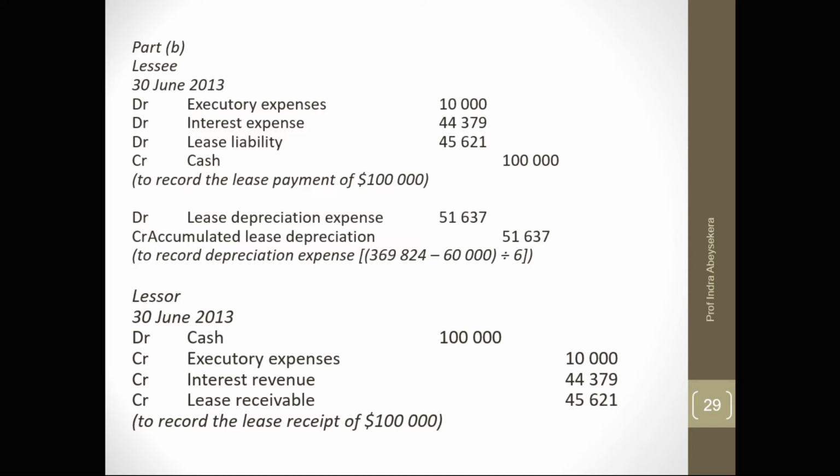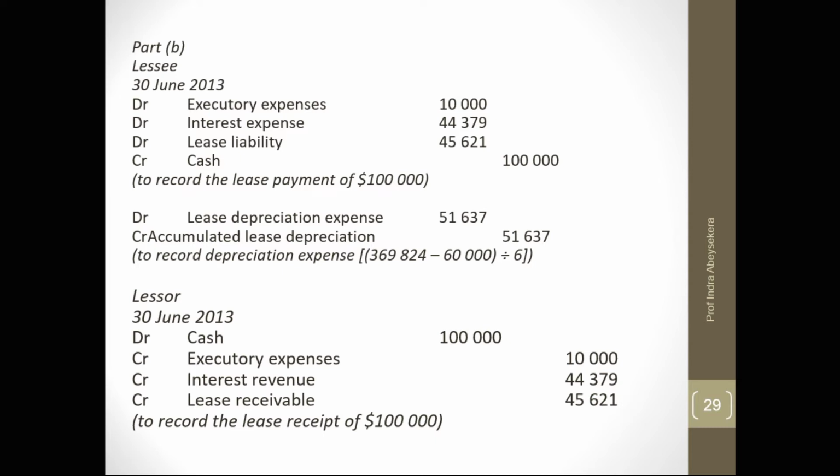And for the right-of-use asset, we now depreciate this asset. The residual value is 60,000. And the asset is likely to be used for the economic life of the asset rather than the lease period, because there's a bargain purchase option. So we take the depreciable amount and divide by 6 years, and the lease depreciation expense and accumulated lease depreciation is 51,637.